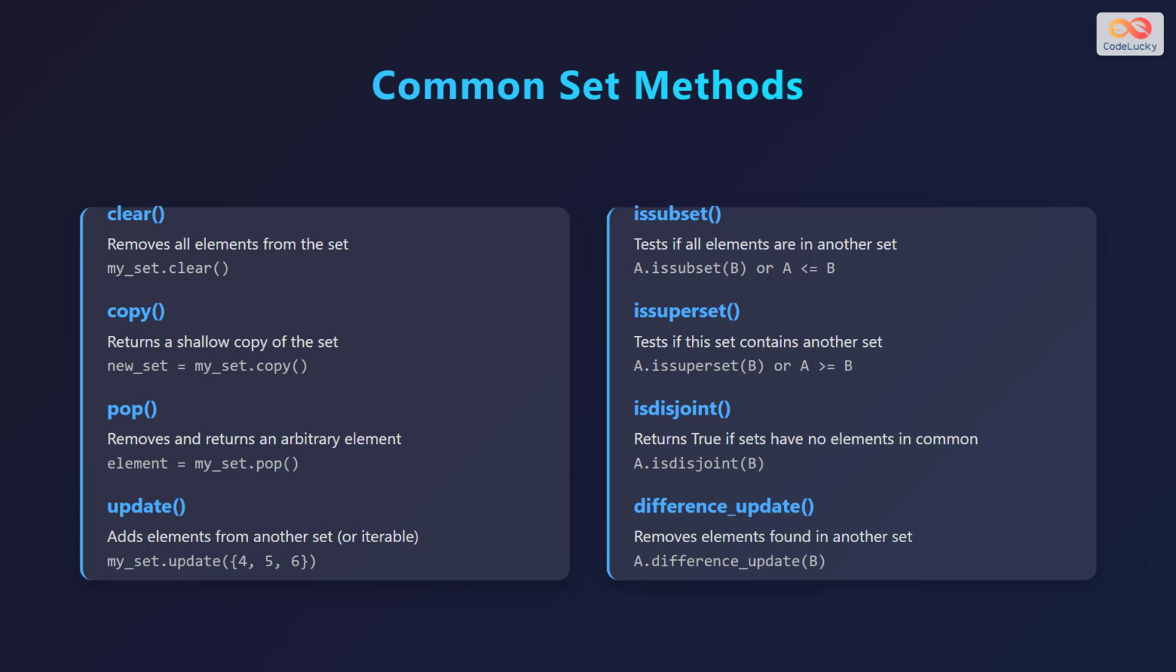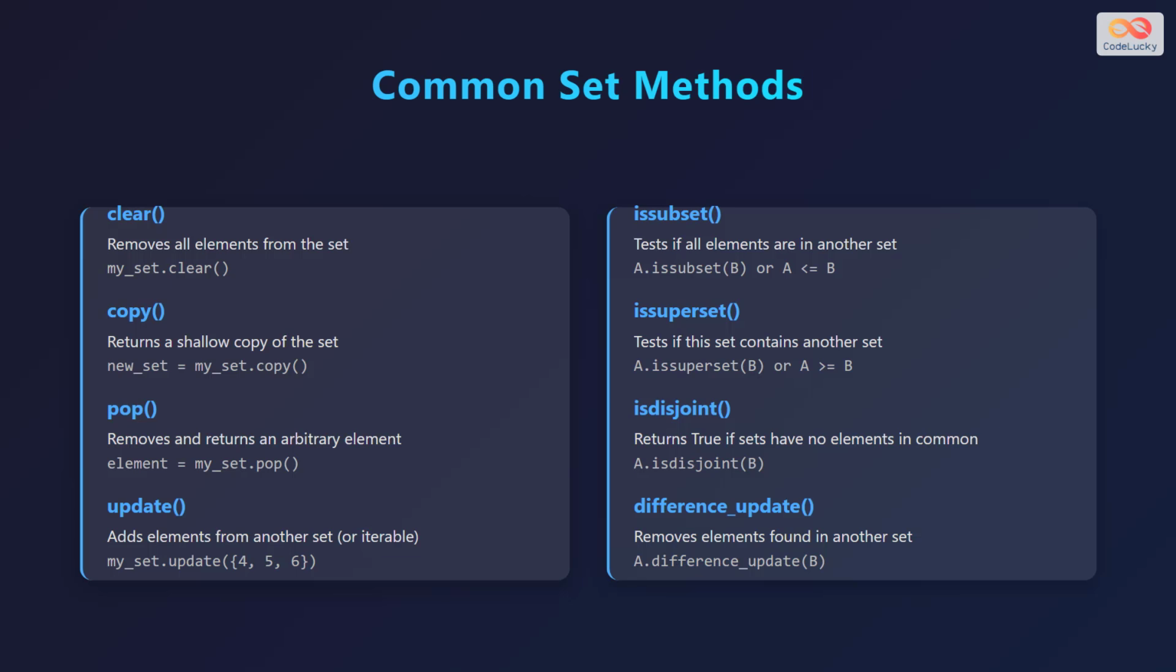Here are some common and useful set methods in Python. The clear method removes all elements from the set. For example, my_set.clear(). The copy method returns a shallow copy of the set. For example, new_set = my_set.copy(). The pop method removes and returns an arbitrary element from the set. For example, element = my_set.pop().